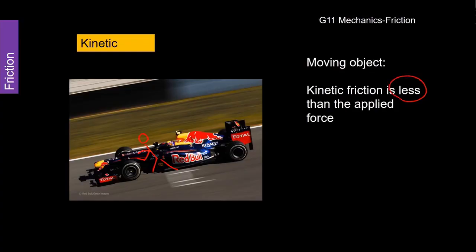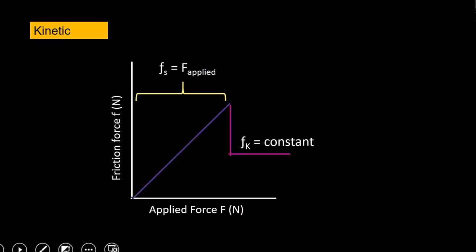What happens is, as it starts to move, the static friction is overcome and another type of friction takes over, and that is the kinetic friction. So the kinetic friction is the friction that is opposing the movement, but it is less. It is much less than the static friction, and it is less than the applied force. Okay, so it is less than the applied force. It becomes much easier then to push that car.